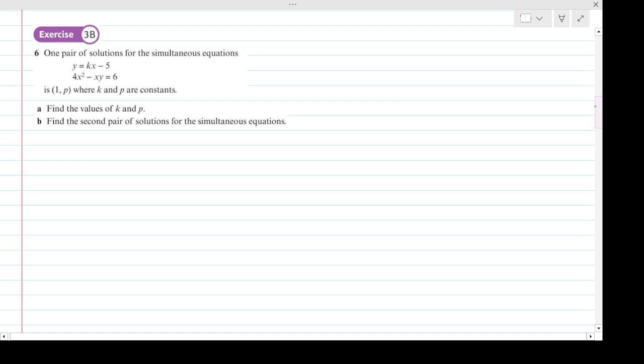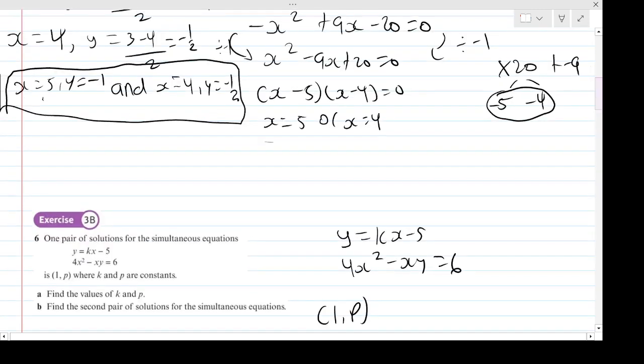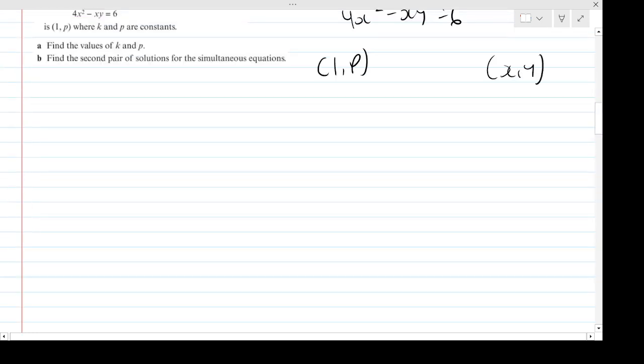So we are given this question of one pair of solutions to the simultaneous equations, which is y is kx minus 5, 4x squared minus xy equals 6. So it's a quadratic because we have an x squared at the bottom. One pair of solutions is (1, p). Now, this is a coordinate, okay? It's not written in the form I just wrote it in here, but I can, because a coordinate, we know, is just (x, y), right? So (1, p) means x is 1, y is p, okay? So that is one of the solutions.